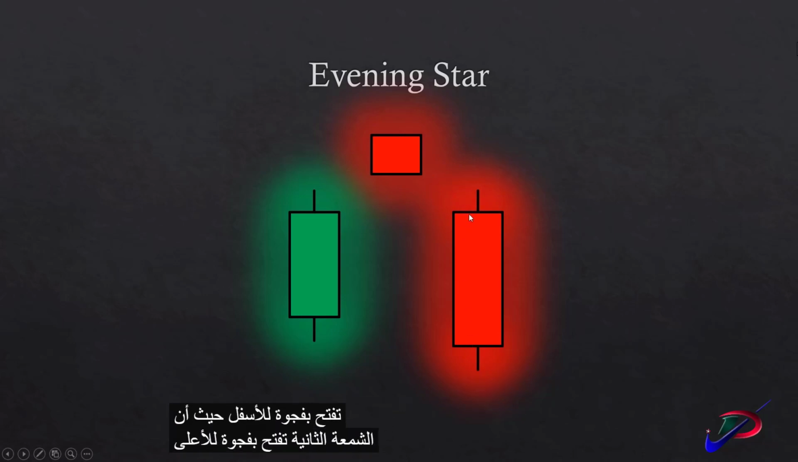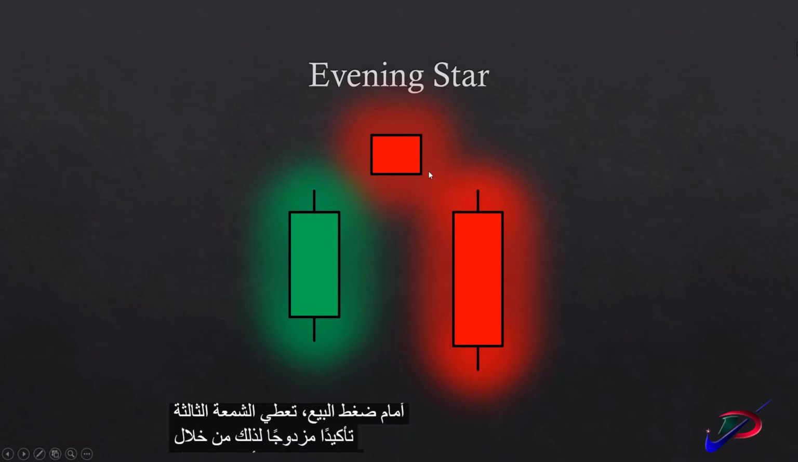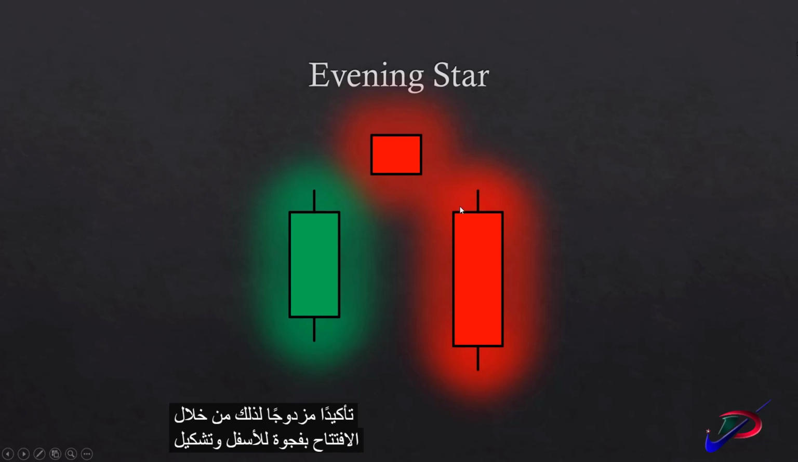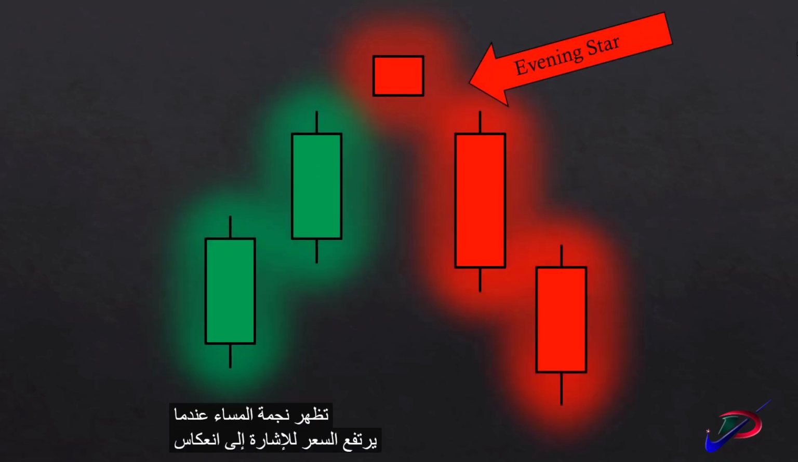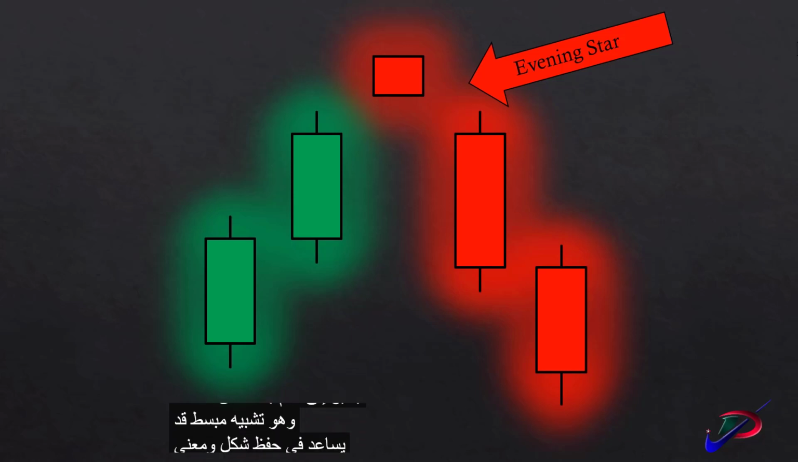Since the second candle opens with a gap up and it ends up forming a bearish candle, that implies buying pressure is losing to the selling pressure. The third candle gives a double confirmation of that by opening with a gap down and forming a bearish quality. The evening star appears when price is going up in order to signal a reversal to the downside. The expression evening star refers to a star that falls from the sky. It's a simplistic analogy that might help memorize the shape and meaning of the pattern.